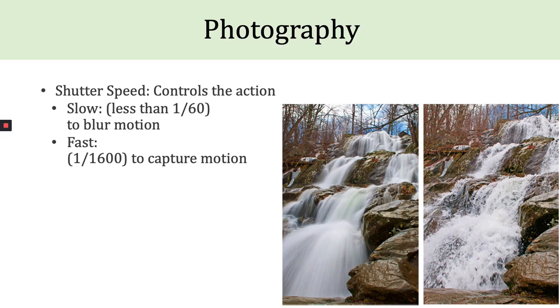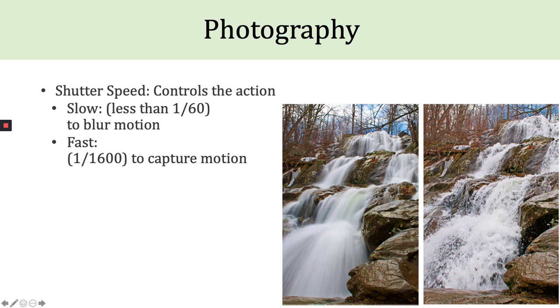And I also want to talk about shutter speed. Shutter speed just refers to how fast the image sensor opens and closes, right? And so the slower that it is, it will blur motion. The faster that it is, captures motion.